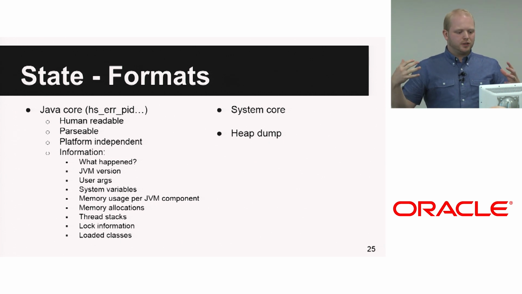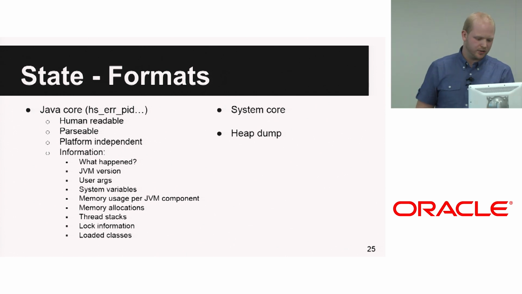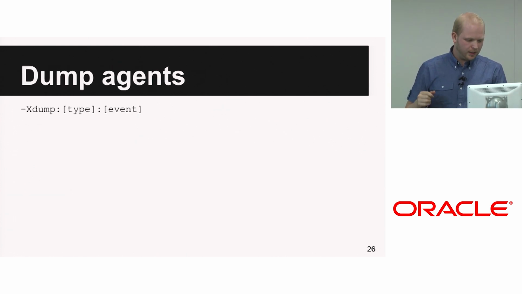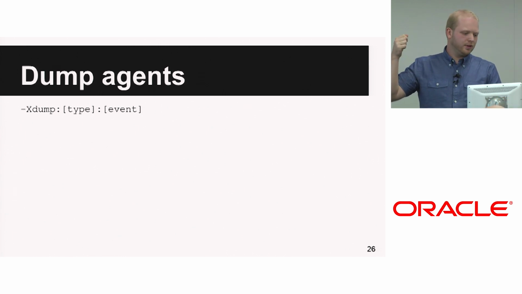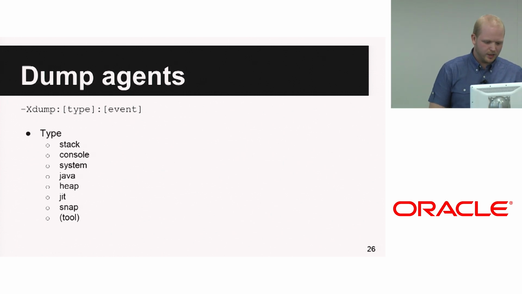So getting to how do we get this, and that applies both to state and history. We have our dump agents. It's a JVM command line option where you can say, I want a certain kind of dump, of a certain type, at certain triggers. So first the types.